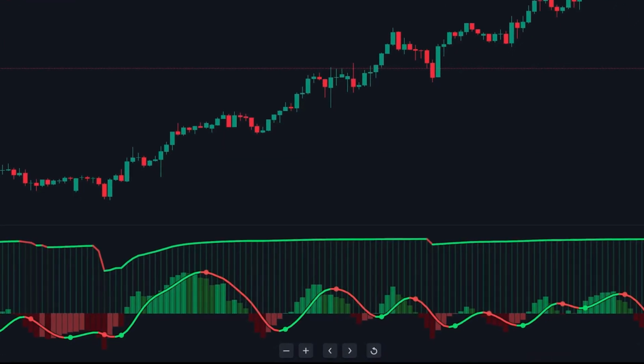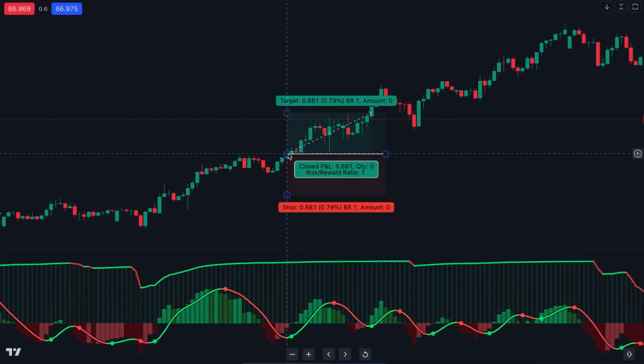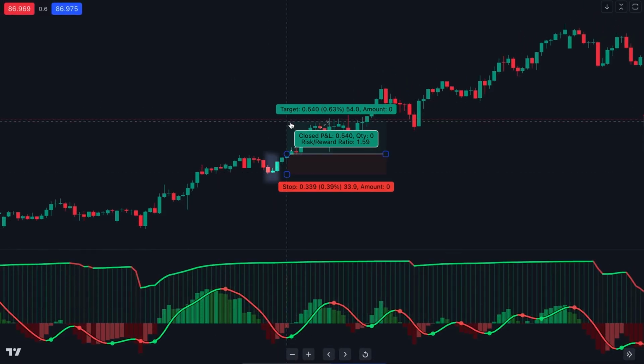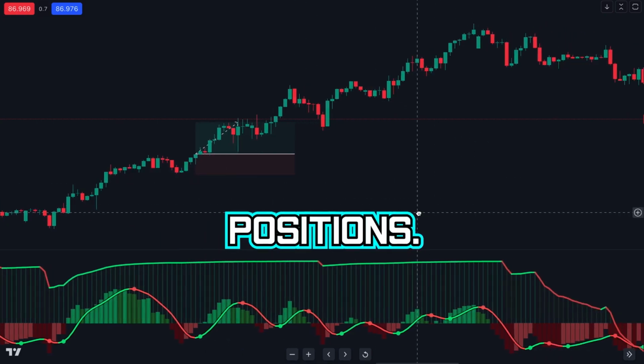For buy positions, we want to wait for the price of the trend to be bullish, the momentum to shift to a weak bearish, and then execute on the buy signals, targeting a 1.5 risk to reward ratio with stops below the swing low. The opposite is true for sell positions.